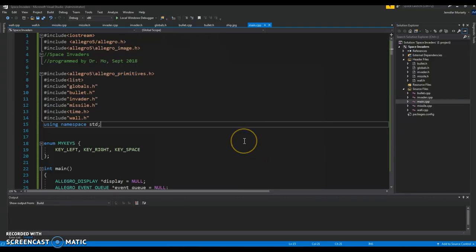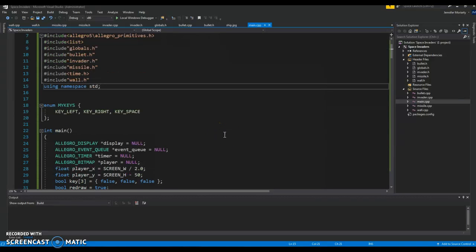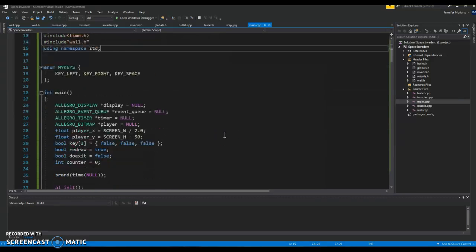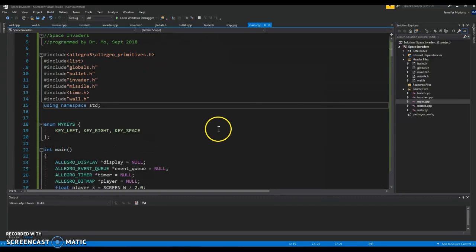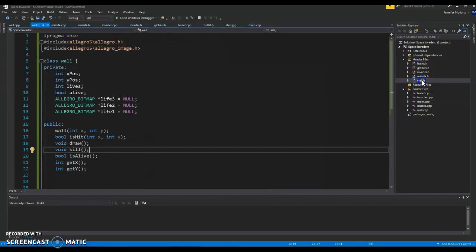There's going to be lots of additions that you guys can make because this is obviously not finished, and that's the intention, to give you guys a little bit to work with. Okay, so first thing I want to do is actually just take a look at the wall class.